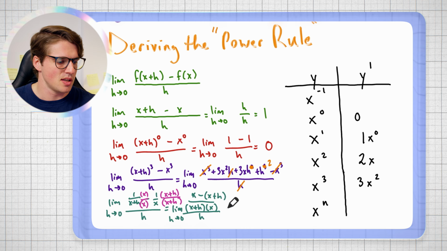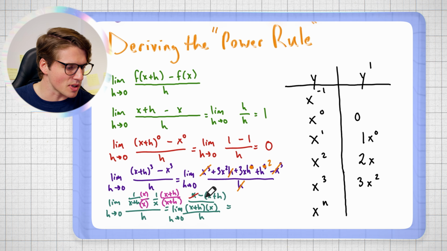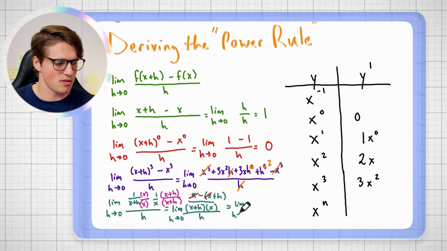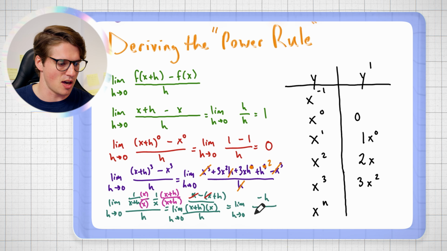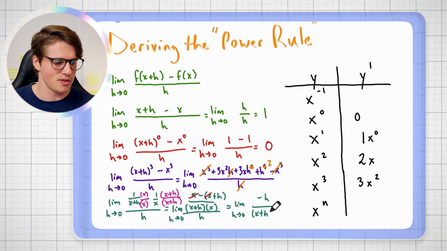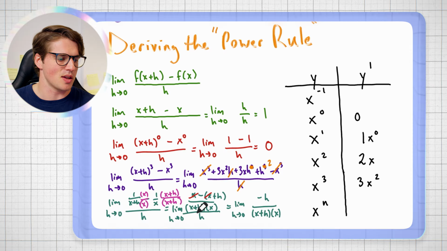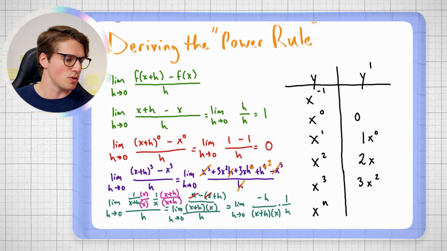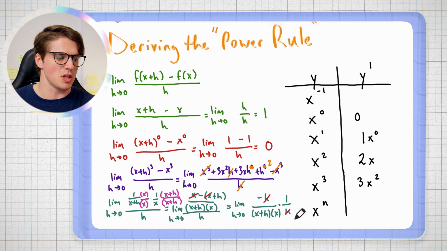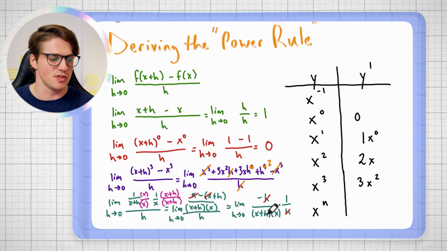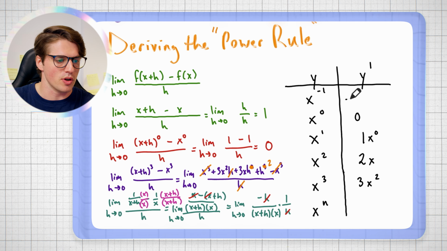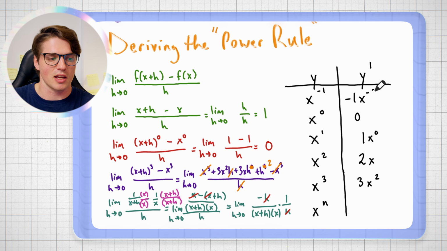H goes to 0. Okay, these x's will cancel. We'll be left with a limit as h goes to 0. We have negative h on top. And I'm sorry, this one is kind of a mess. X plus h times x. And we're dividing by h, or we're multiplying by 1 over h. The h's will cancel. And so once we plug in h is 0, we'll be left with negative 1 over x squared, or negative 1 times x to the negative 2.